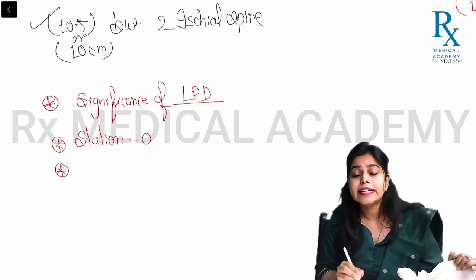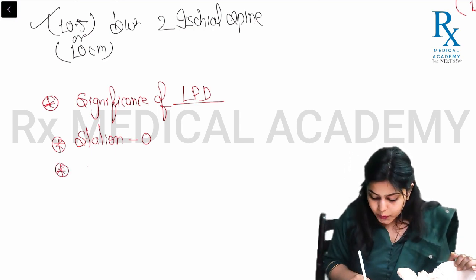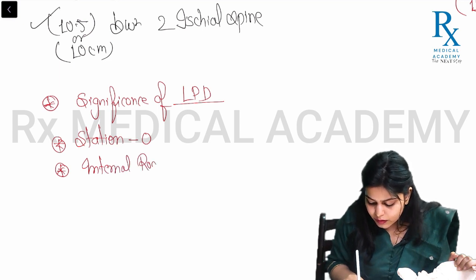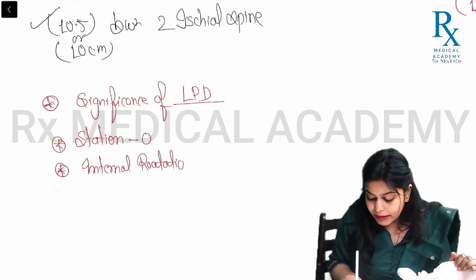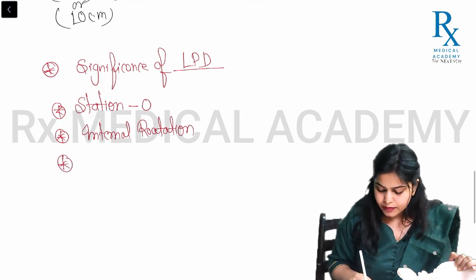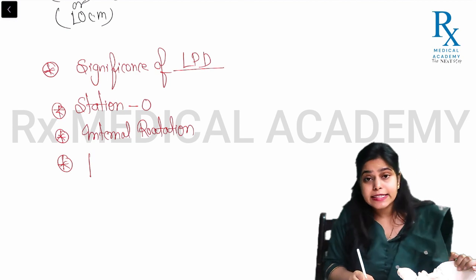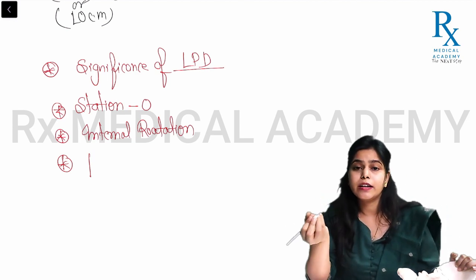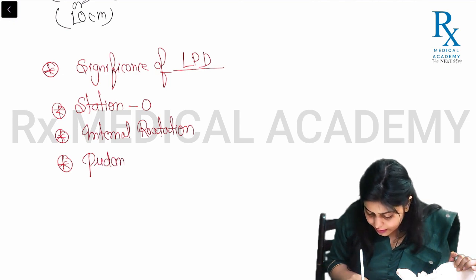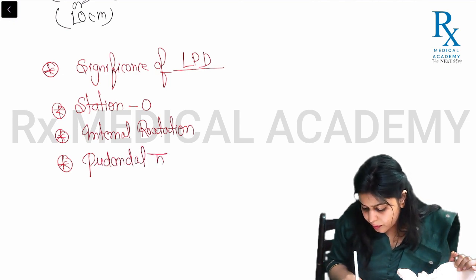यहीं पर इंटरनल रोटेशन होता है. So internal rotation will take place at this level. Pudendal nerve is present here, so we will give pudendal nerve block at this level.